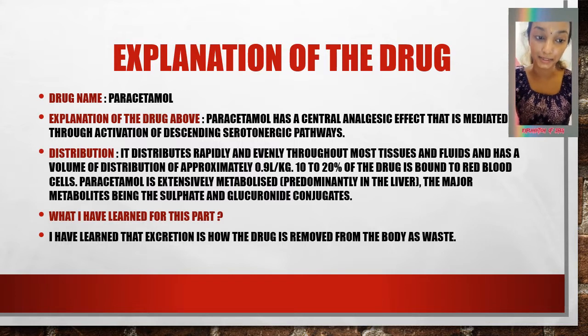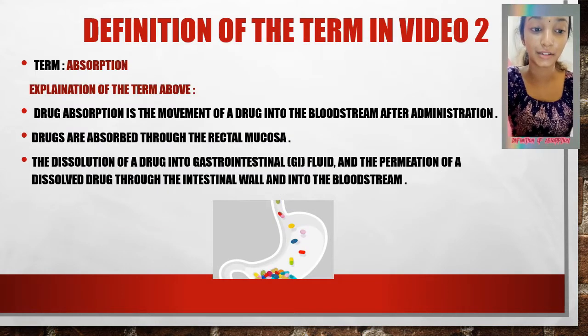What I have learned from this part is that distribution describes the drug dispersal to various body systems. So I would like to continue with the definition of the term in video 2. The term will be absorption. Explanation of the term: a drug's absorption is the movement of a drug into the bloodstream after administration. Other than that, drugs are also absorbed through the rectal mucosa. And lastly, the dissolution of a drug in gastrointestinal fluid and the permeation of dissolved drug through the intestinal wall into the bloodstream.